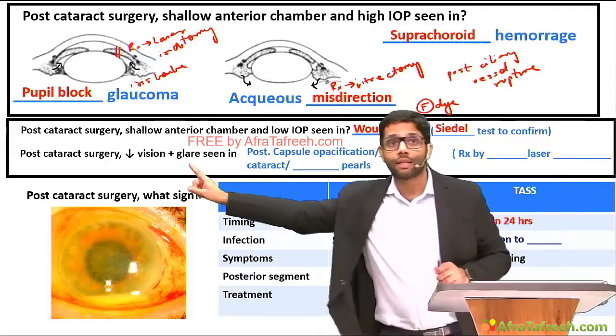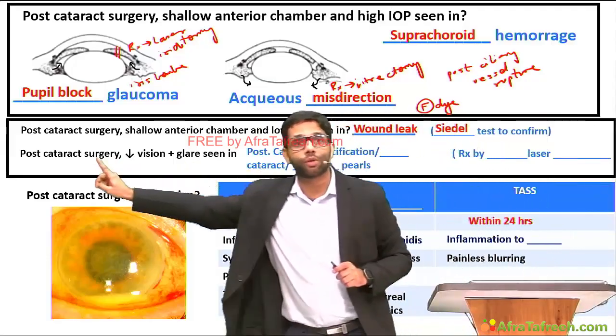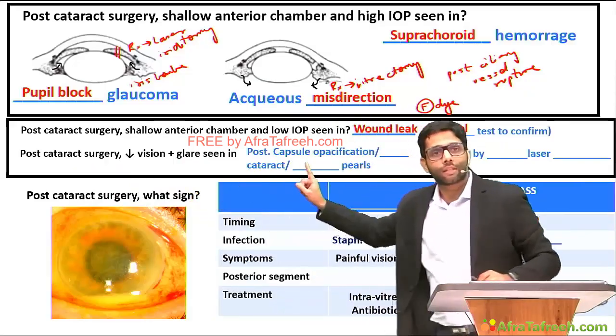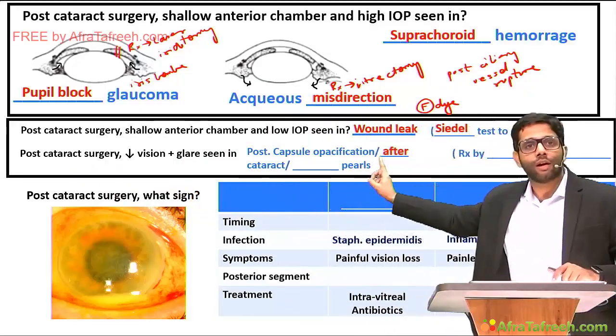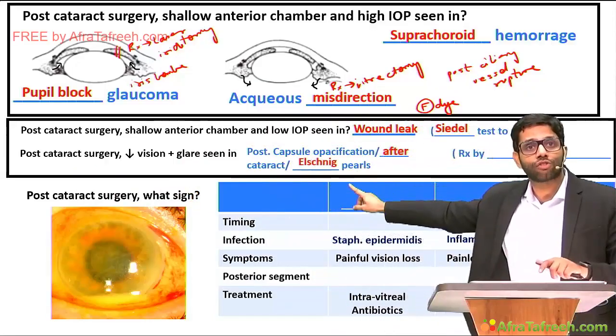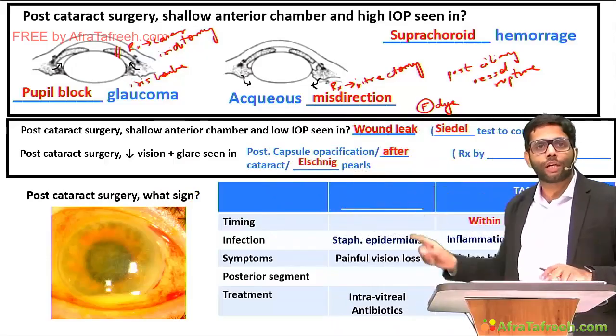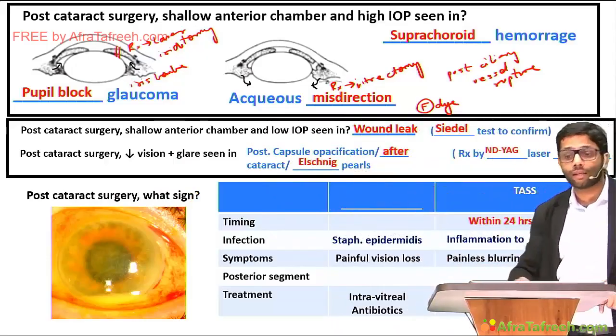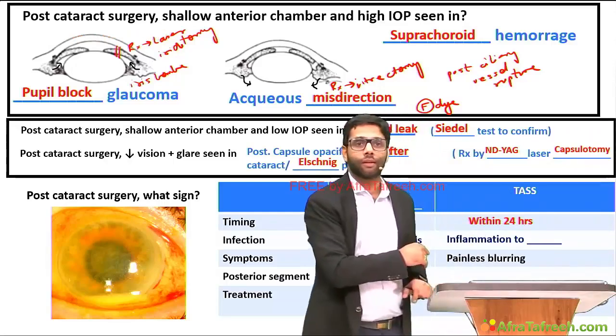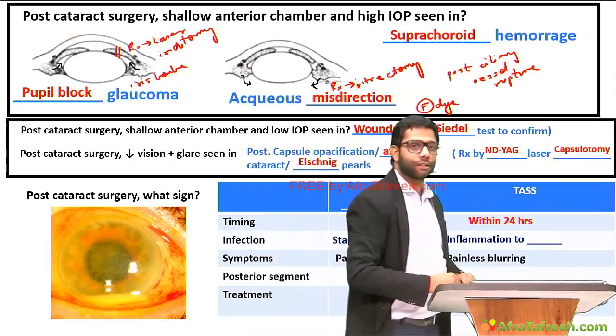But post-cataract surgery, decreased vision with glare. Glare is seen in posterior subcapsular cataract also, but this is post-cataract surgery with the same symptom. This is the most common complication of cataract surgery. After-cataract, Elschnig pearls, PCO, treated by Nd:YAG laser capsulotomy. That is the most common complication of cataract surgery.